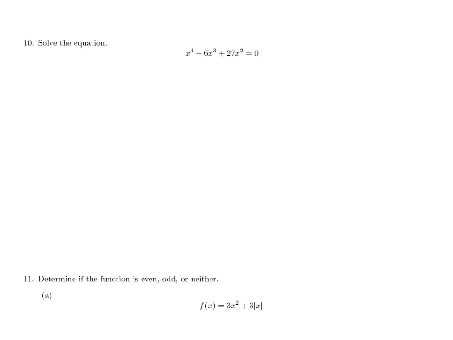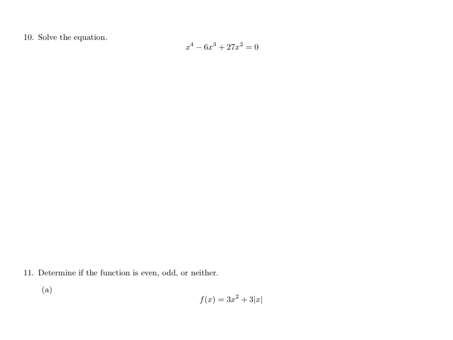Okay, number 10, solve the equation. So you're going to notice this is an x to the fourth. So we're going to have to figure out how to get this into some kind of a quadratic that we can factor. Notice that we can factor out a common factor. Do you see how they all have an x squared in common? So we're going to divide that out. So x squared. And if we divide out x squared and see what's left, we will have x squared minus 6x plus 27 equals 0.